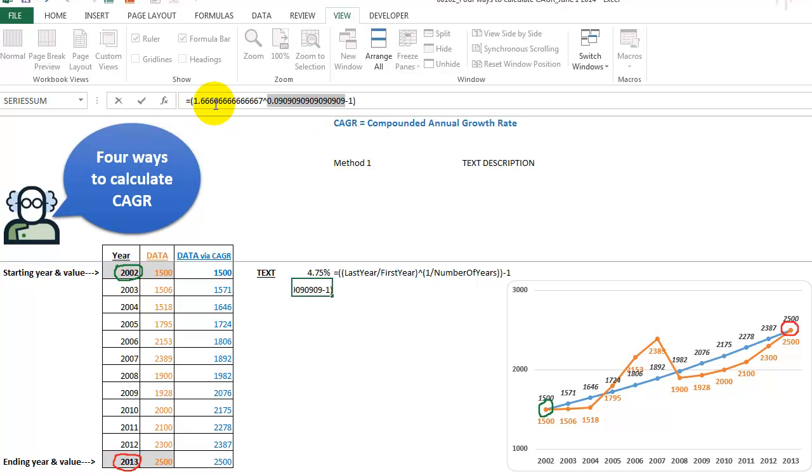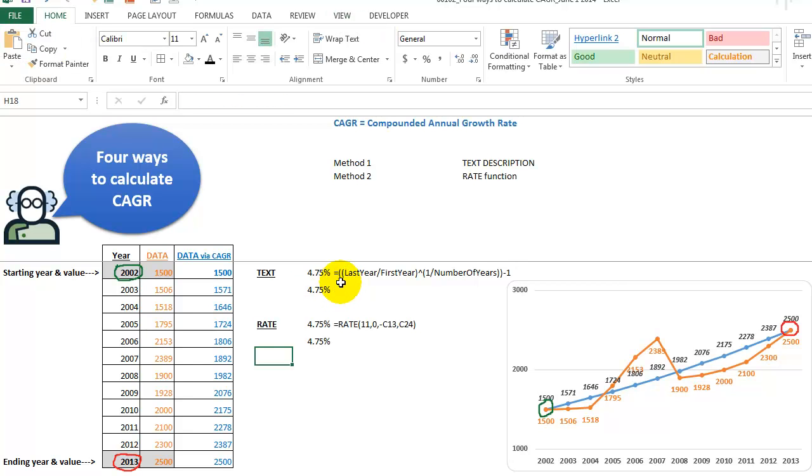So now you're getting 1.6 to the power of 0.09 repeating. So then we take all of this, press the F9 key again, we get that 1.04, and then of course finally the order of what it does is the subtraction of 1, and you get the 0.04, or 4.75%.